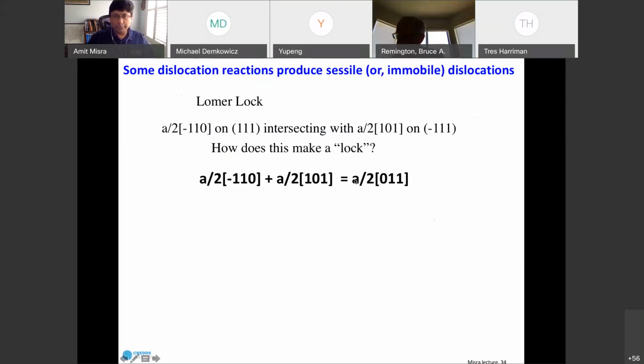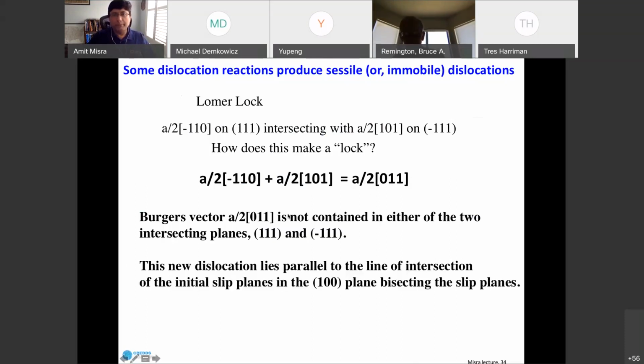So this product dislocation forms, except that it gets stuck on a plane which is not a glide plane. So this dislocation with Burgers vector [0 1 1] does not lie on either of these glide planes. And you can do the dot product and see. Now, because it is not contained in any of these glide planes, it is a sessile dislocation. So that's how you create a lock, where dislocations combine with each other to produce a product dislocation that is sessile, because the Burgers vector does not lie on a glide plane.